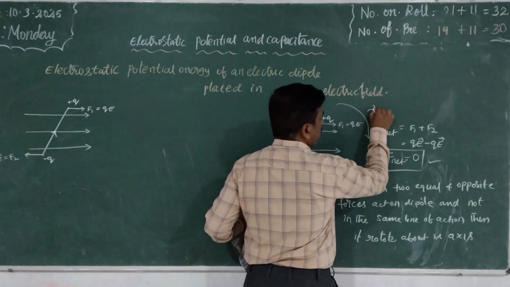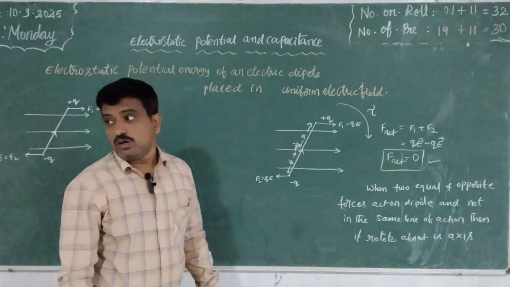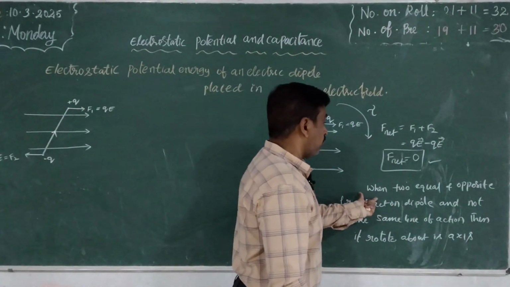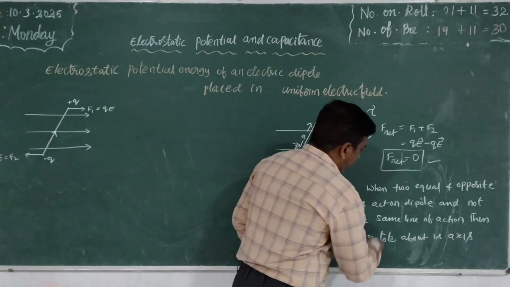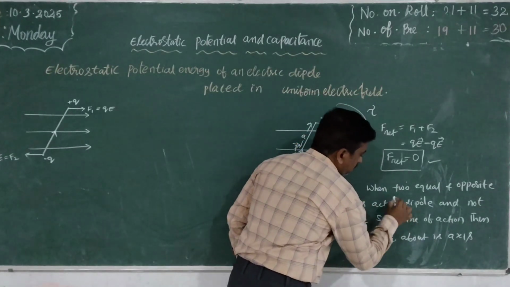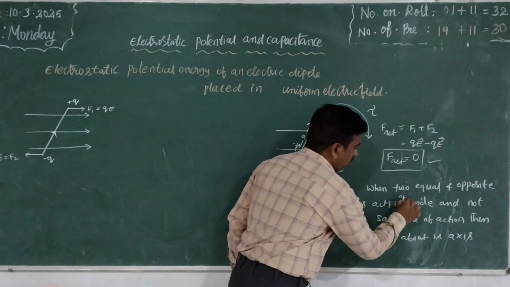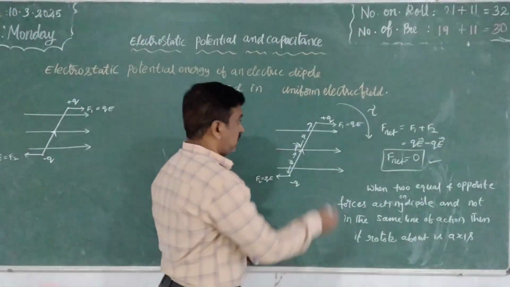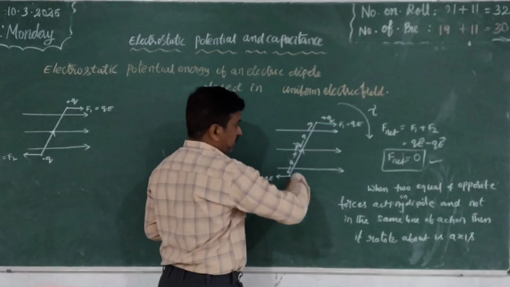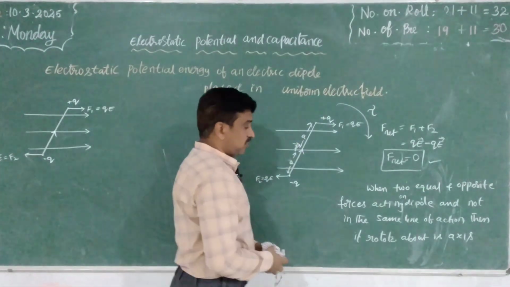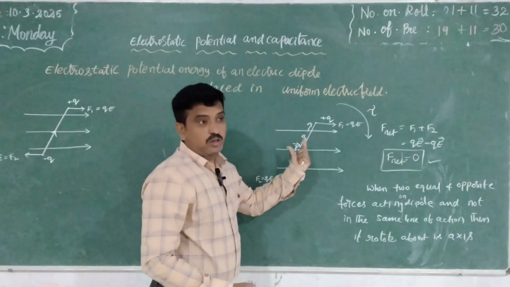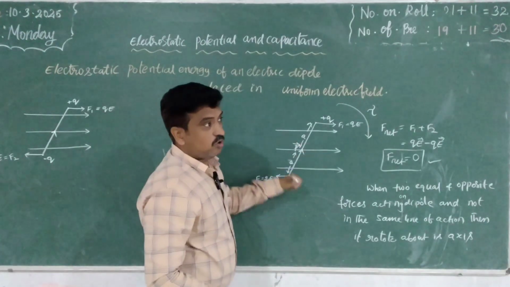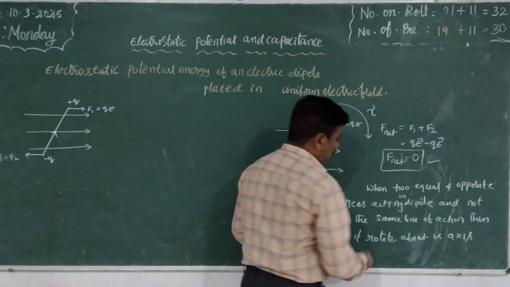That we call moment of force, which we write as tau. Tau means torque or moment of force. When two equal and opposite forces act on the dipole and are not in the same line of action, see, this is the axis of rotation, so not in the same line of action. That's why it rotates the dipole about its axis. It rotates the body about its axis, that we call moment of force.